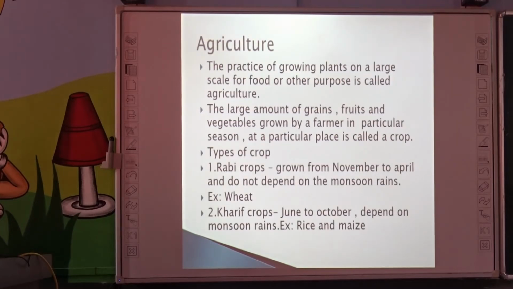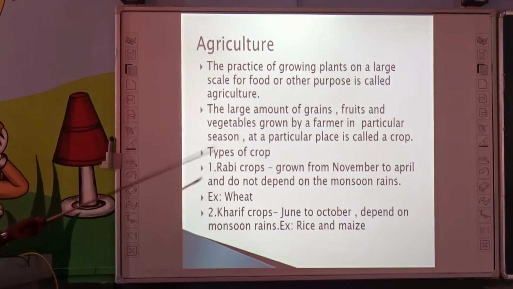Next is agriculture. What does agriculture mean? The practice of growing plants on a large scale for food and other purposes is called agriculture. The large amount of grains, fruits and vegetables grown by a farmer in a particular season at a particular place is called a crop. A large number of seeds growing together is called crops.